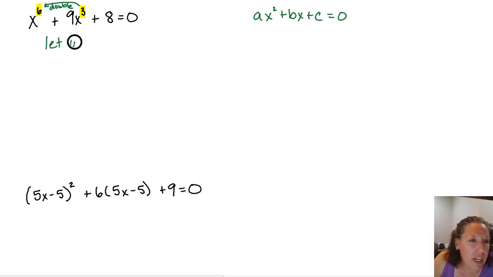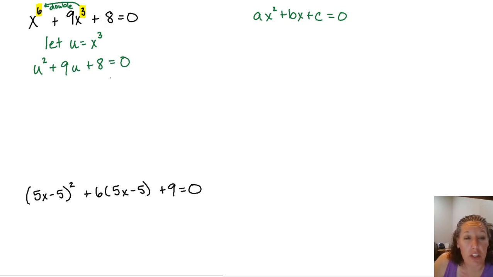So we are going to let u be the one that is the power closest to 0, in this case x cubed. If u is x cubed, and we double that power, that's going to give us u squared, because we're doubling our power. We're going to double the power from u to u squared, and then x cubed is going to become u, and so we get the equation u squared plus 9u plus 8 equals 0.